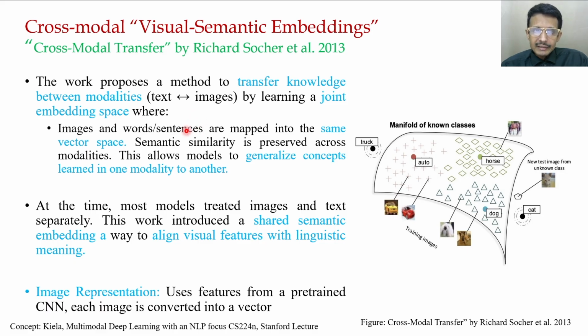So they basically introduced a shared vector space that accommodates not only the image feature but also linguistic or text features. The image representation: how is the image represented in this space? It uses features from a pre-trained CNN. Each image is converted into a vector, and that vector is projected into this space.